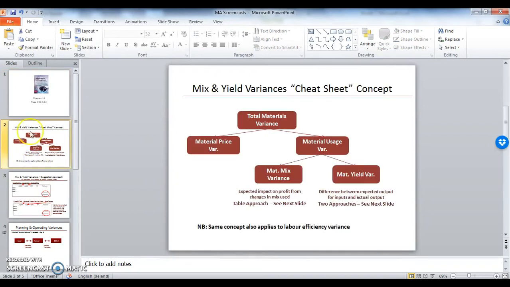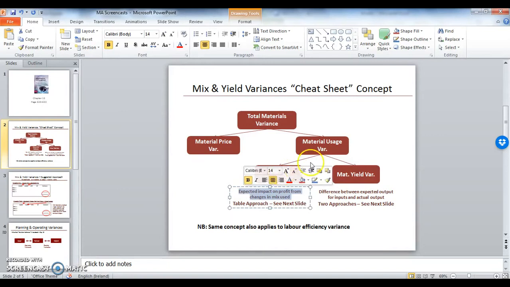So as a quick recap, we're looking at materials, but you can also look at labour, and we'll do the question on labour as well. It's the same thing, just different terminology. Your material usage variance can be split into two. It can be split into material mix variance, which essentially looks at the expected impact on profit from using a different mix of materials. And likewise, you can also use a material yield variance. That is the difference between what you thought you would get out of the inputs you put in and the actual output. There are two approaches to calculate the material yield.